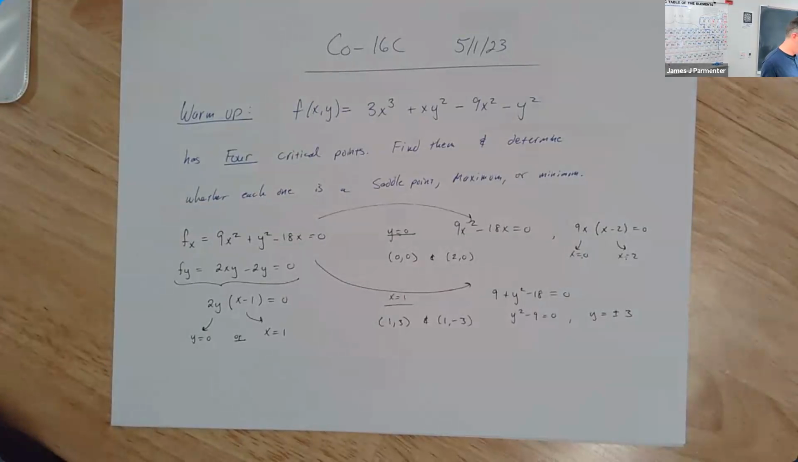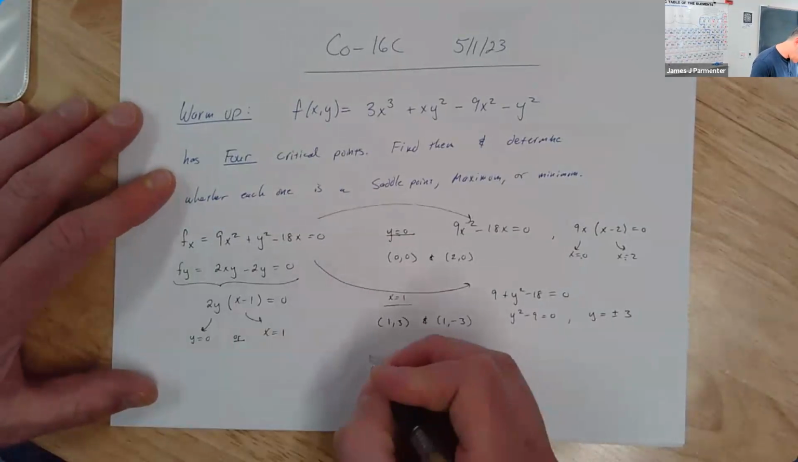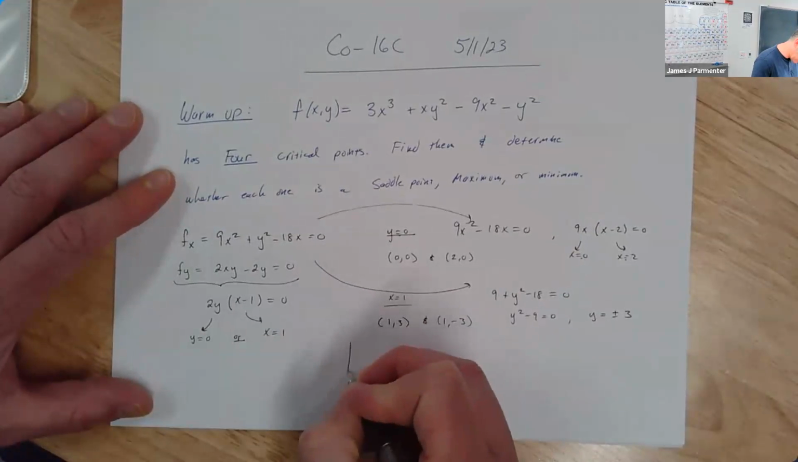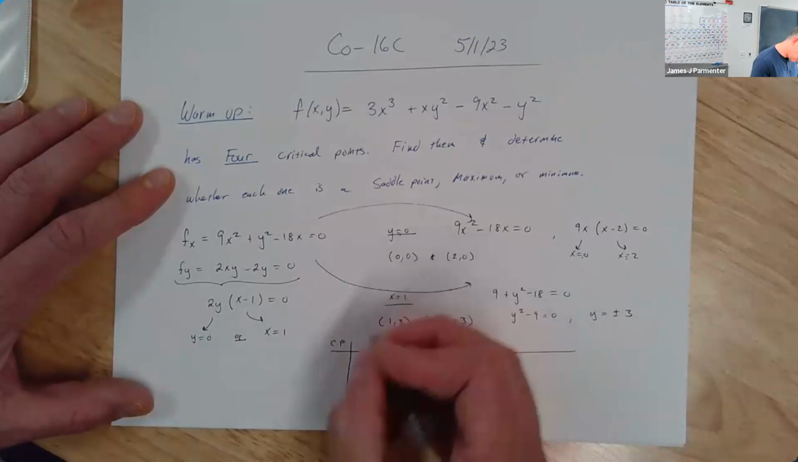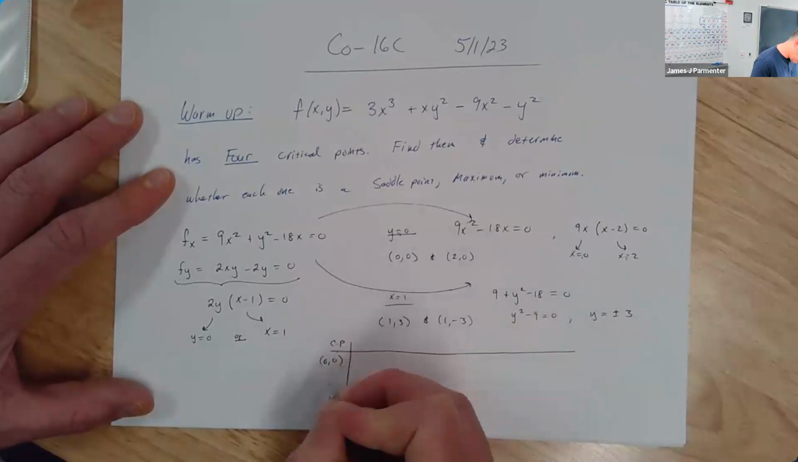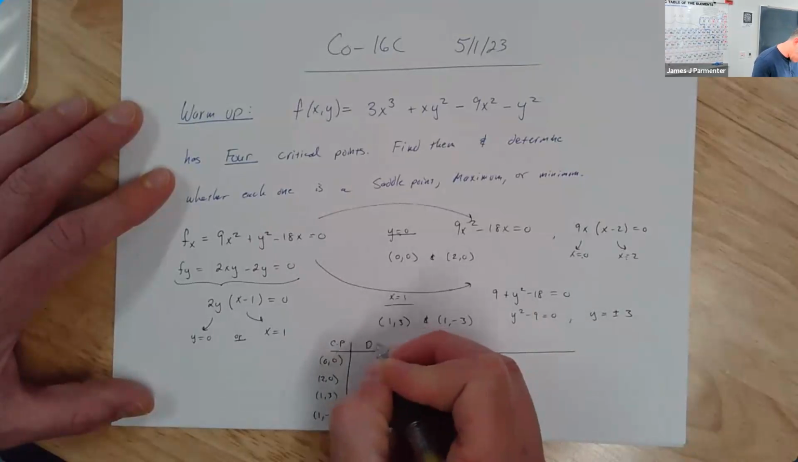Now we want to calculate capital D. So my friend likes to do it this way. I'll show you another way of doing this and making a little table here. You get your critical points, which are going to be 0, 0, 2, 0, 1, 3, 1, negative 3. And then we're going to have capital D here. So capital D, let's see.